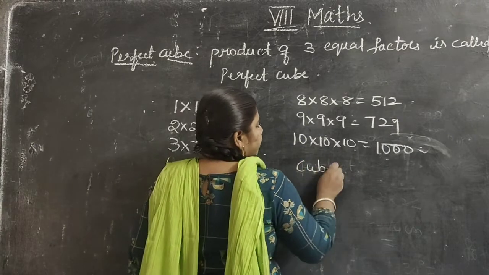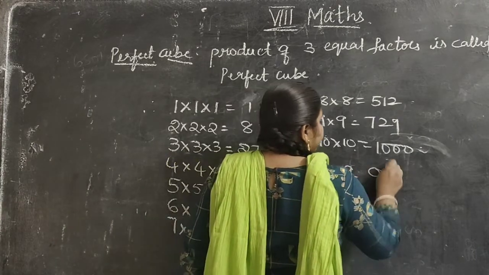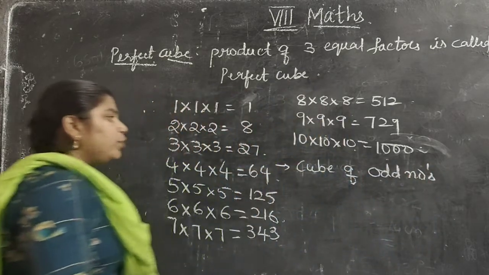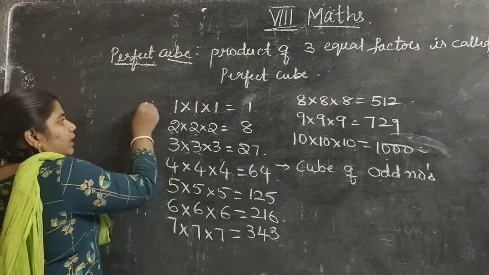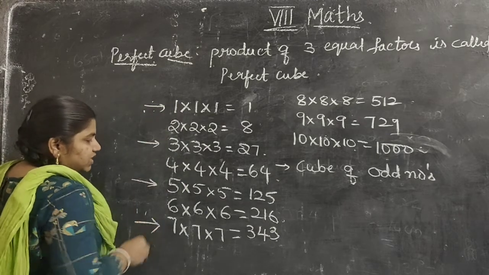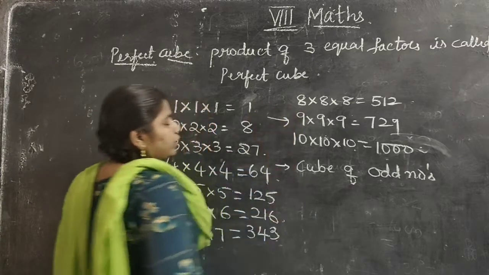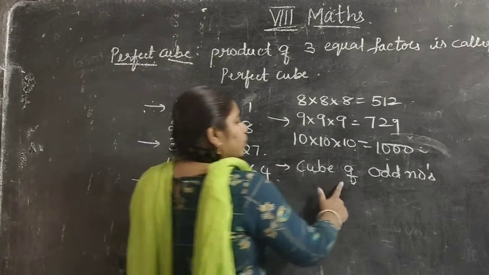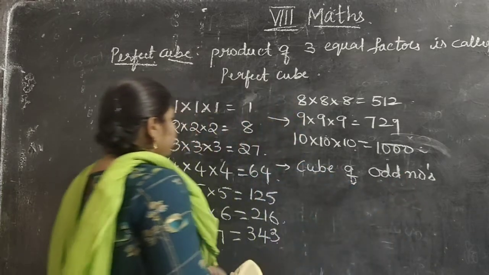Cube of odd numbers. What is the first property? Cube of odd numbers. What are odd numbers here? 1 is an odd number, 3 is an odd number, 5 is an odd number, 7 is an odd number, 9 is an odd number, and so on. We have so many. So cube of odd numbers.